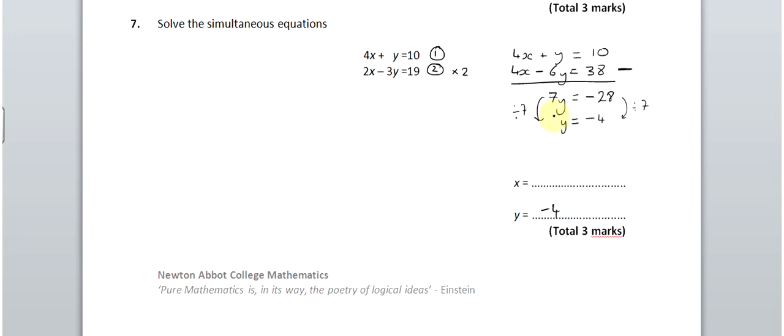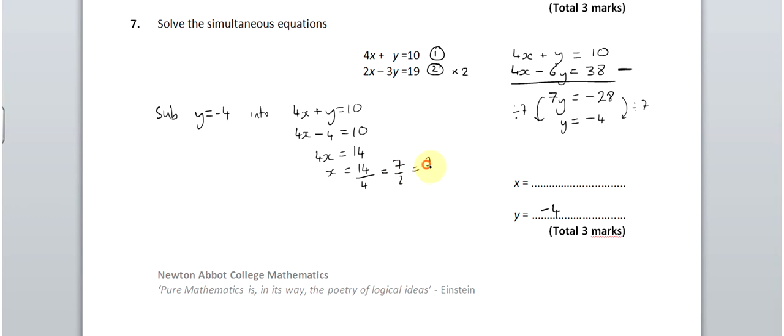Now to get my second number, I'm going to take y equals minus 4, and I'm going to substitute it. It doesn't matter which one. I'm going to use the first one: 4x plus y equals 10. So 4x, but y is minus 4, so that's minus 4. Add the 4 over. 4x is equal to 14, which means x is equal to 14 divided by 4, which is 7 over 2, or 3.5 if you'd rather.